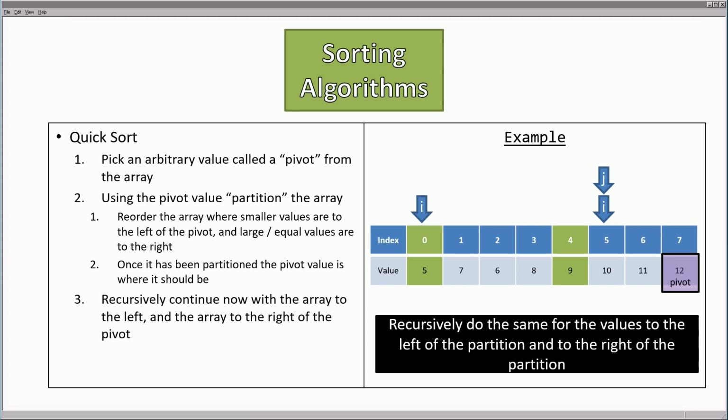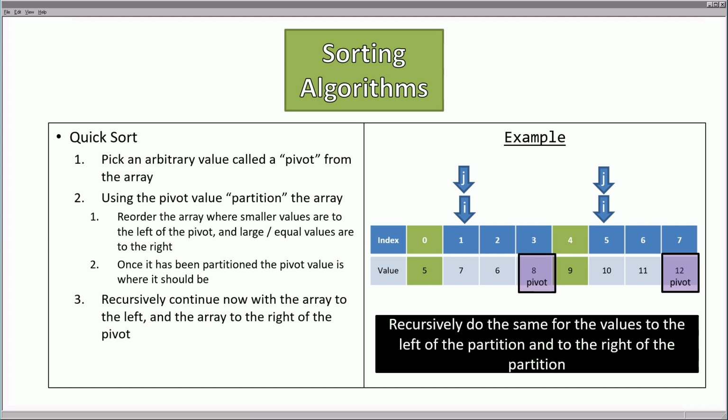Now we recursively do that on the arrays here. But here's the trick. There is no left array. There's only a right. So we recursively do this on the right array, once again selecting the pivot as the last value, and then running this one more time.